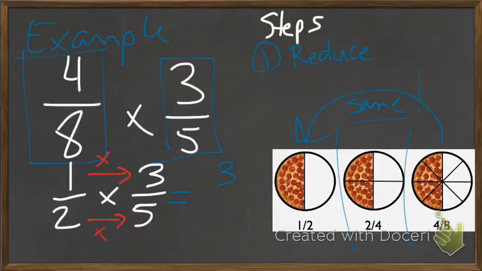So the first thing we did is reduce, the second thing we did is multiply the numerators, and the third thing we did was multiply the denominators. So 2 multiplied by 5 gives us 10. So 1/2 multiplied by 3/5 gives us 3/10, 3/10.